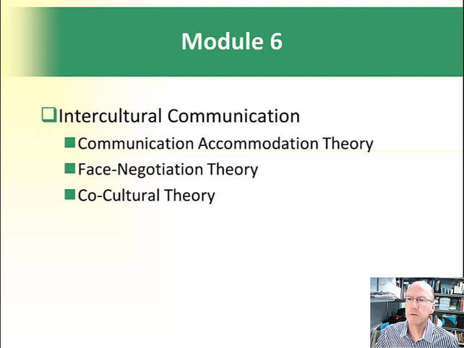Then the second theory in this module is face negotiation theory. And from this theory's perspective, people who have an interdependent self-image in a collectivist culture are concerned with giving other face or mutual face, so they adopt a conflict style of avoiding or integrating. Then people who have an independent self-image in an individualistic culture are concerned with protecting self-face, so they adopt a conflict style of dominating. This theory is from the sociocultural and socio-psychological traditions.